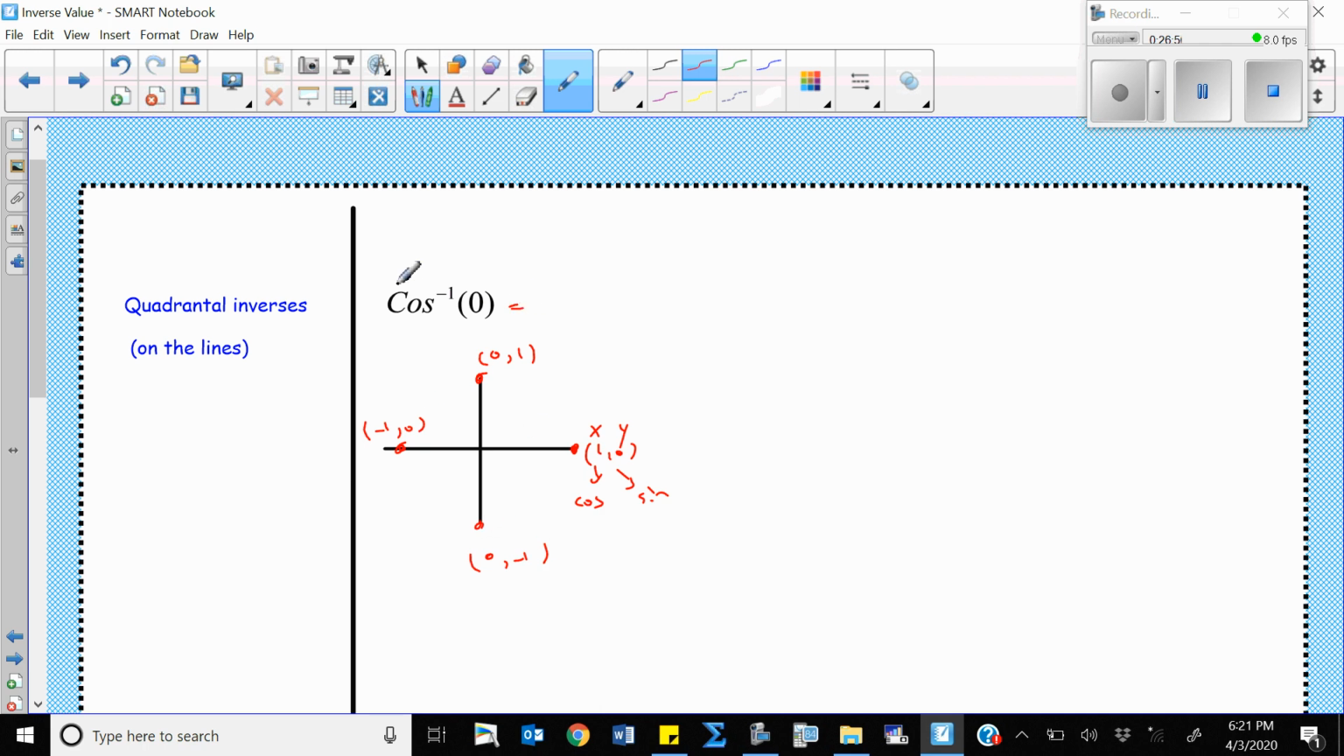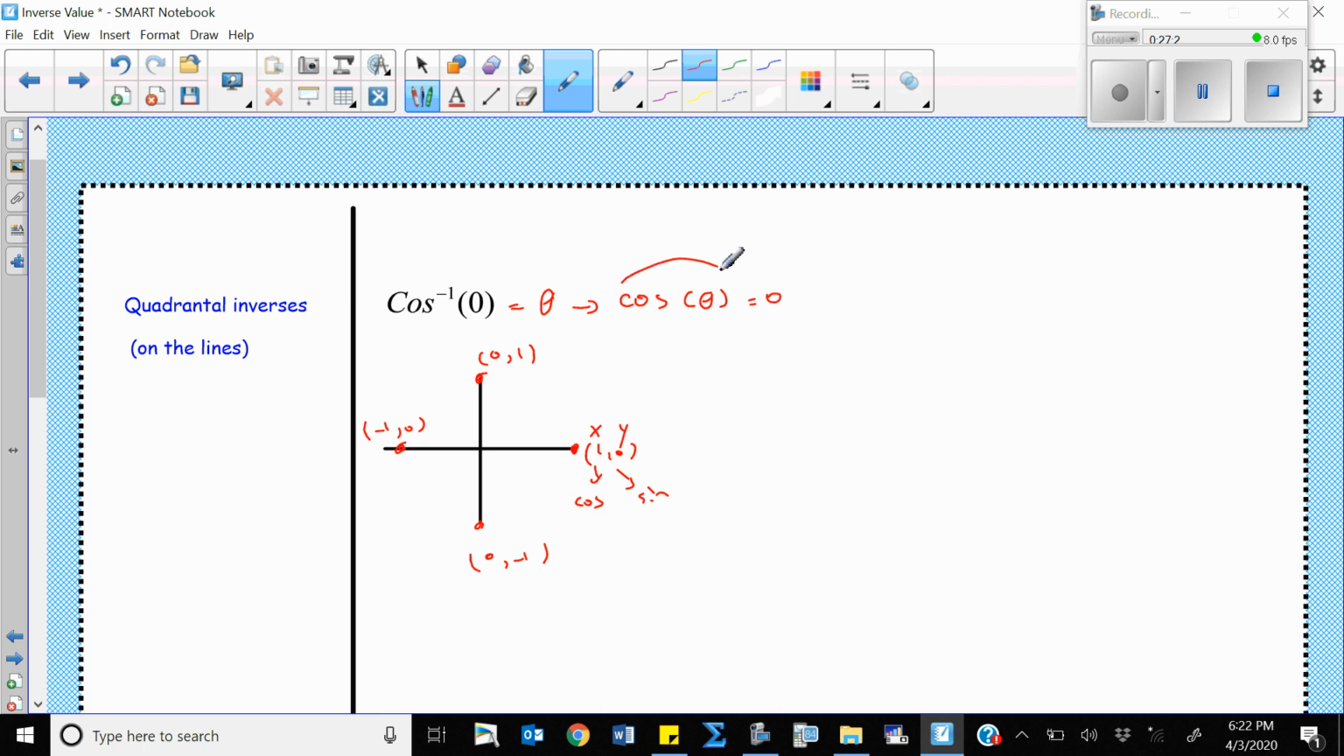So basically here it's asking cosine inverse of 0. This is equal to an angle, let's call that theta, that cosine of that angle is equal to 0. So it's not asking you to find cosine of 0. It's asking for the angle that cosine of that angle is equal to 0.